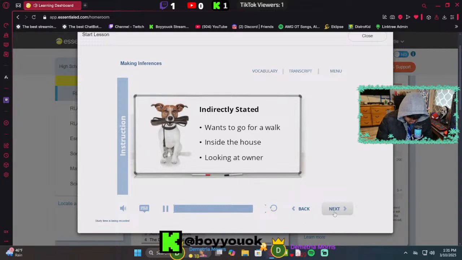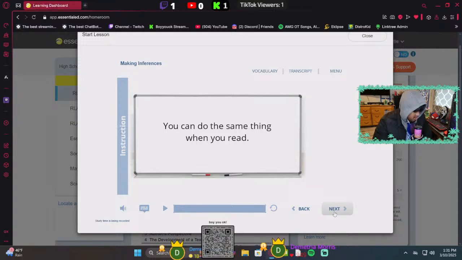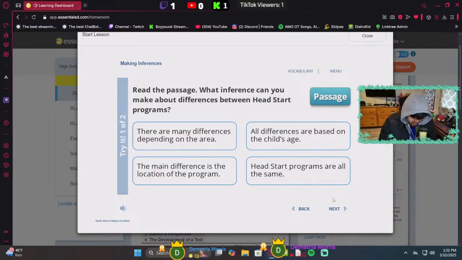So you can make a lot of inferences from this picture. You can do the same thing when you read. Take information you read, add information that you know, then make an inference. Here's the information I was reading about Head Start. What inference could you make about differences between Head Start programs?